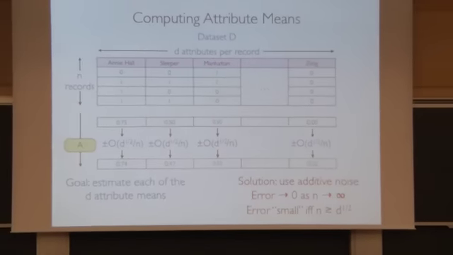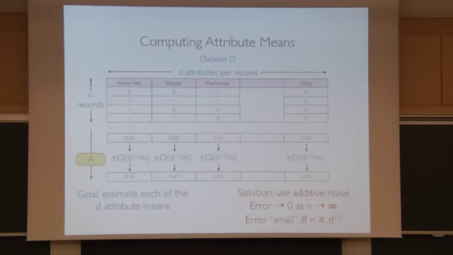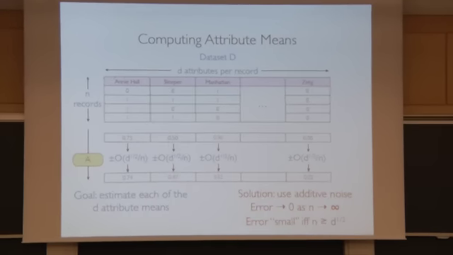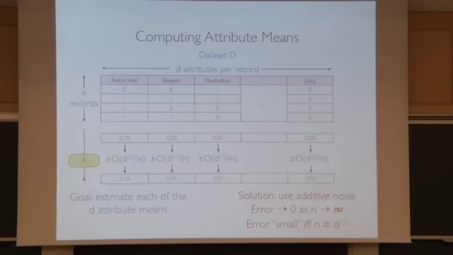All right, so again, I have this database where each person in the database answered d yes or no questions. In this case, they told me whether they did or didn't watch each of these d movies. And I want to know for each movie what fraction of people watched the movie. All right, very simple problem. I hope it's clear. And I already told you that if the way you solve the problem is by adding just independent noise to each of the answers, you need to add noise whose magnitude is about the square root of d over n. OK?